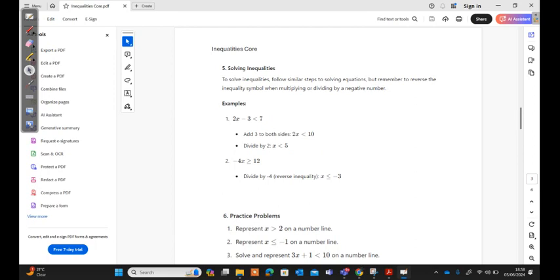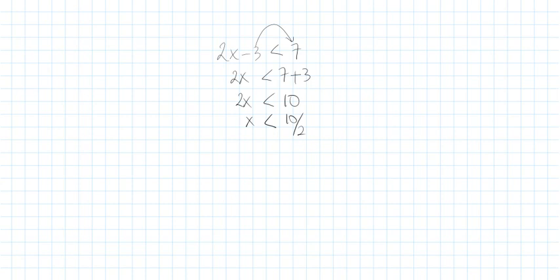So I'm going to take the first one, 2x minus 3 less than 7. So let's try this one together. I have 2x minus 3 less than 7. So you treat it as an equation. You can move the -3 to the other side, becomes plus 3. So I get 2x less than 10. Then I'm going to move the 2, so here it's times 2. If I move it to the right hand side, it becomes divided by 2. So I get x less than 5.